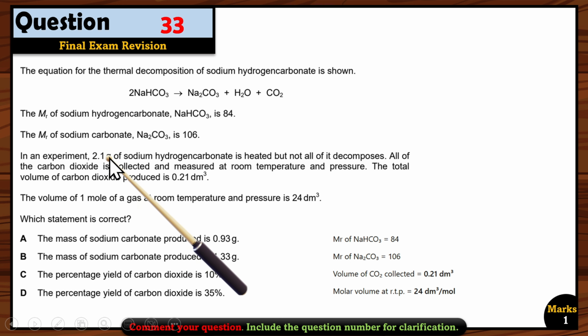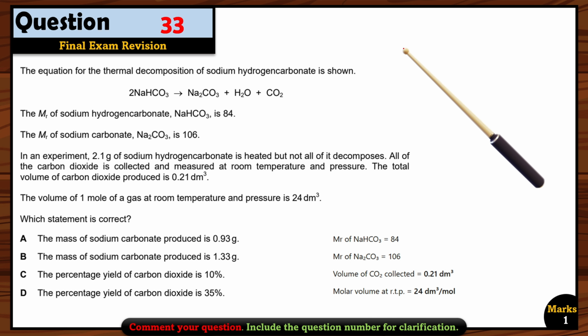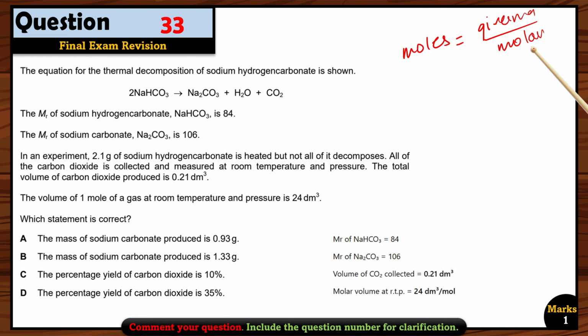So in an experiment, 2.1 gram of sodium hydrogen carbonate is heated, right? So the mass of sodium carbonate produced, we have to find this answer. We have to do nothing with this one. So the option says the mass of sodium carbonate produced is 0.93. How can we find the mass? We just have to use moles equals given mass divided by molar mass, right? Molar mass we already know for Na2CO3, right? But we have to find the given mass, whether this one is right or not, and then you have to find the number of moles, right?